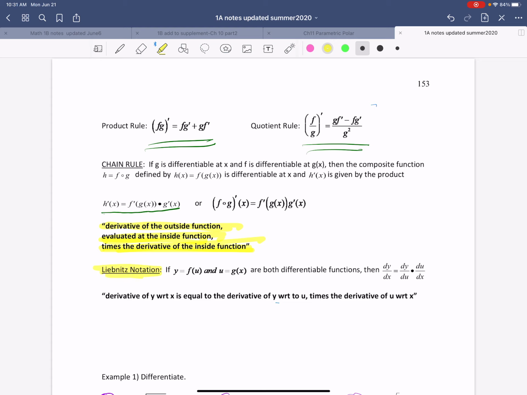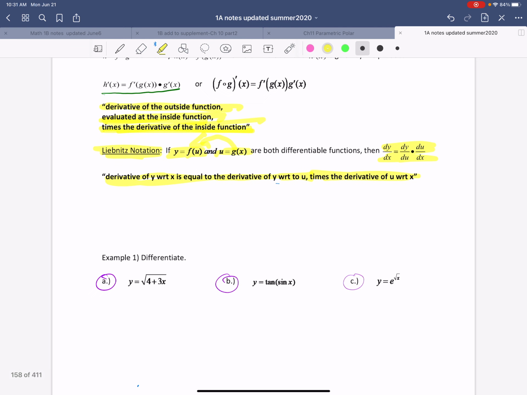There's another notation called Leibniz notation. We can say y is f of u and u is g of x. So inner function would be u. You have another function of x inside the f. Then we can say dy dx would be dy over du times du dx, product of dy du and du dx. Derivative of y with respect to x is equal to derivative of y with respect to u times the derivative of u with respect to x.